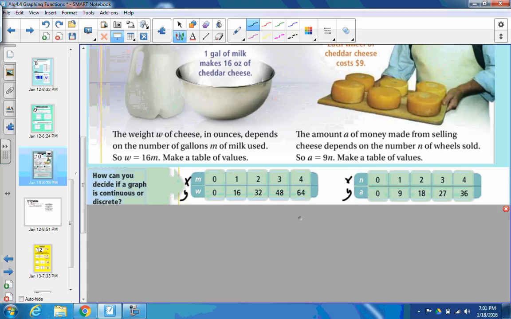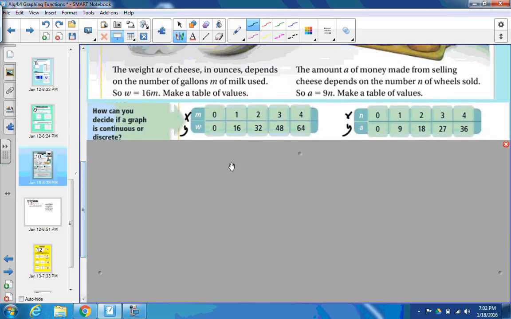Now if we look over to the right, A would be the money, and N would be the number of wheels sold. So if we sell 0 wheels of cheese, we make $0. We sell 1 wheel of cheese, we plug in for N, multiply it by 9, you get $9 made. 2 wheels of cheese would be $18, 3 wheels of cheese would be $27. Now our job is to graph it and decide if it's continuous or discrete.